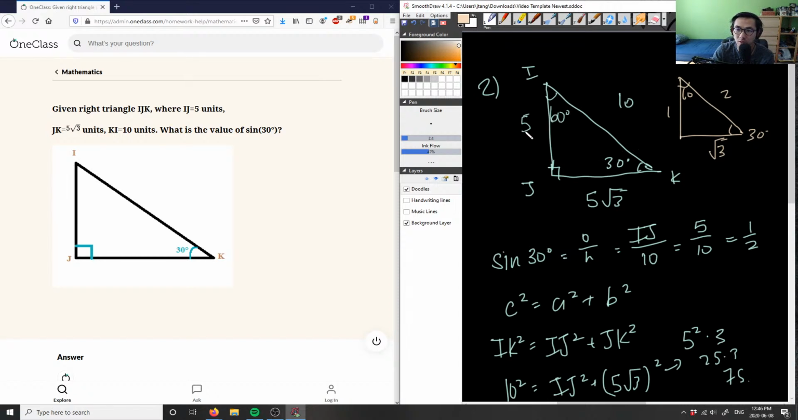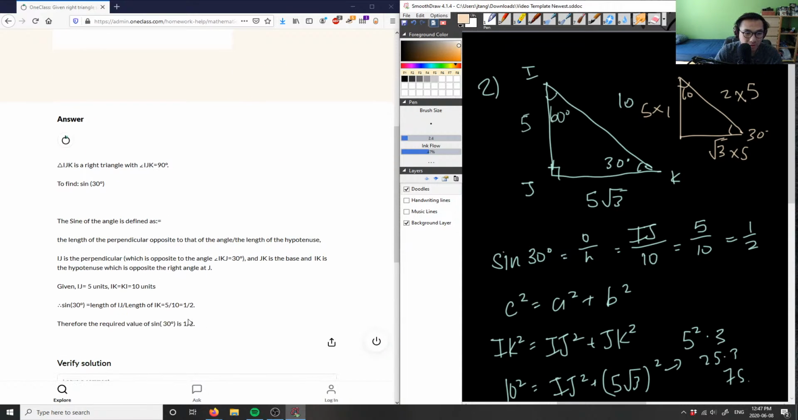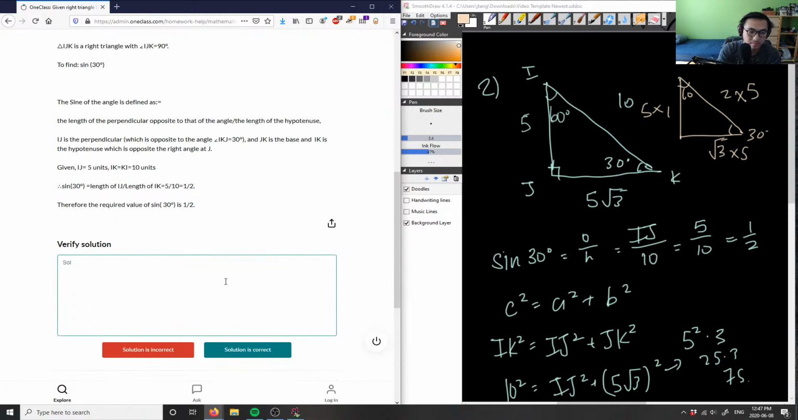If you look at the proportions, this triangle is simply multiplied by 5. So 2 times 5 is 10, 1 times 5 is 5, and root 3 times 5 is 5 root 3. So you can visualize this triangle and use special triangles to figure the solution out. Or if you didn't recognize that, we can simply use Pythagorean to solve for the opposite side and then plug in what we know. So this solution is correct. 1/2 is our correct solution. Sine 30 equals 1/2.